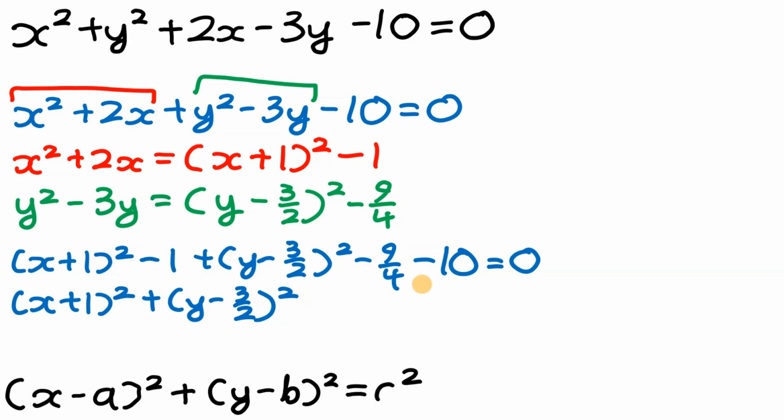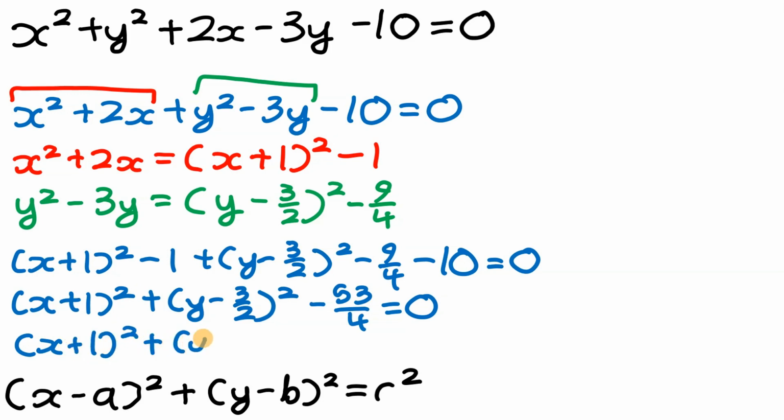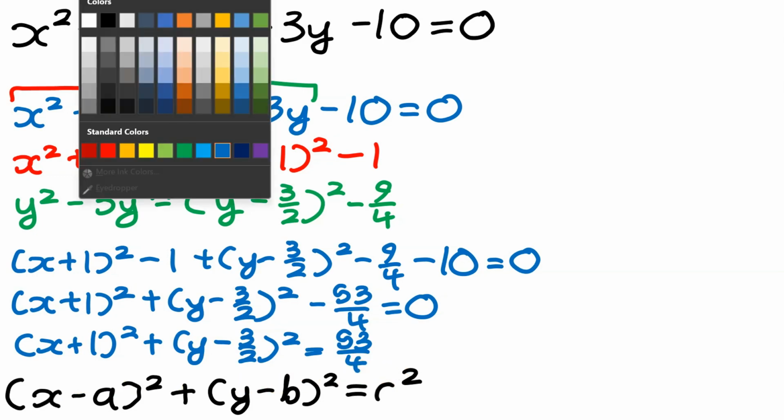Okay, if you put this into your calculator, this is equal to minus 53 over 4, okay, and this is equal to 0. And then we're going to rewrite this by bringing this minus 53 over 4 onto the other side. So we're going to write this as x plus 1 squared plus y minus 3 over 2 squared is equal to 53 over 4, and this here is in this format of x minus a squared plus y minus b squared is equal to r squared.